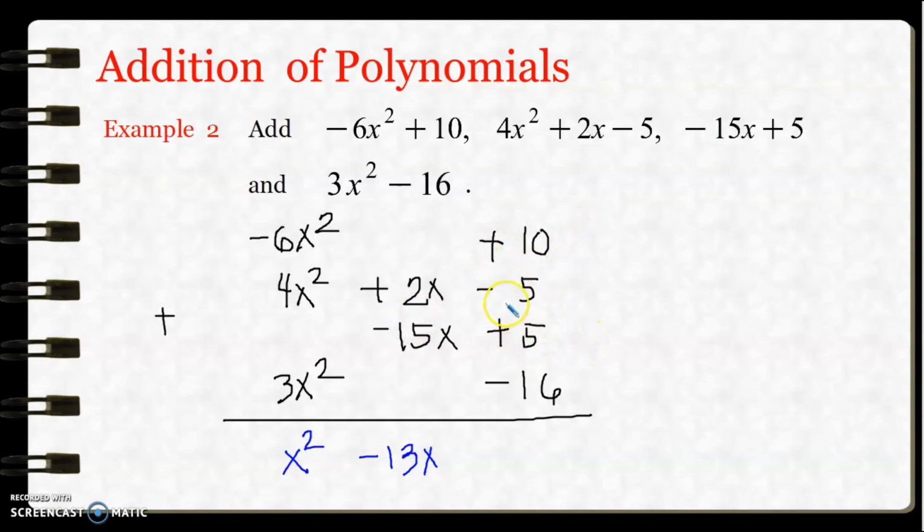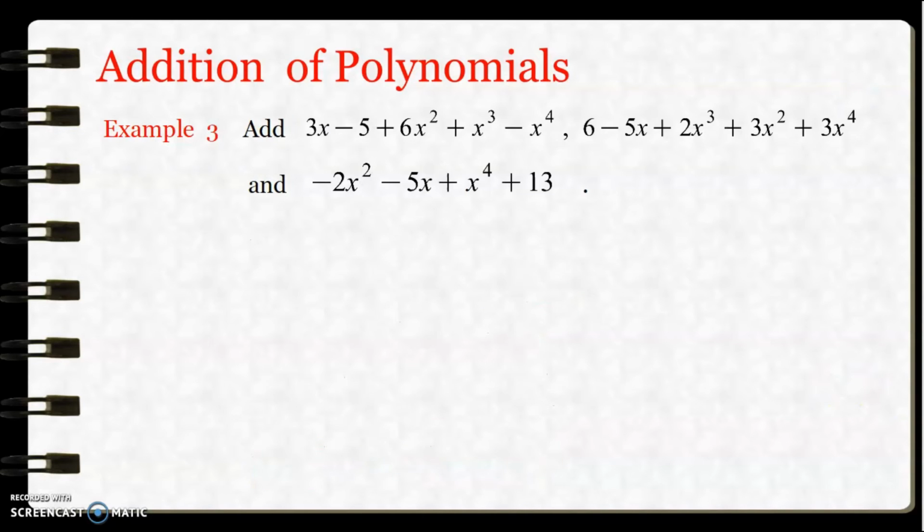Or pwede naman makikita nyo dyan, ayan o. Pwede nang ma-cancel or ma-eliminate ang negative 5 and 5 because the result will be 0. So we will just be dealing with 10 and negative 16. 10 and negative 16 when combined will give you a negative 6. Therefore, our final answer is x squared minus 13x minus 6. Let's move on to the next example.